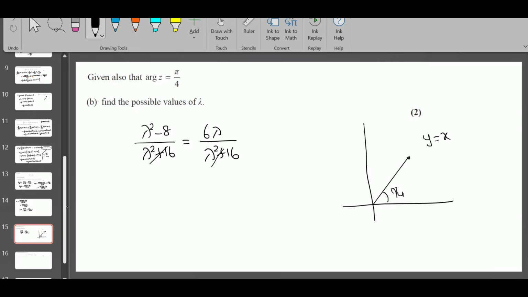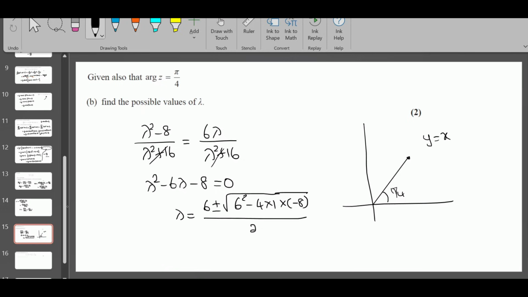You cancel this, put 6 lambda this side: lambda square minus 6 lambda minus 8 is 0. And then you need to solve for lambda. Lambda is minus b plus or minus square root of b square minus 4ac, everything divided by 2a.